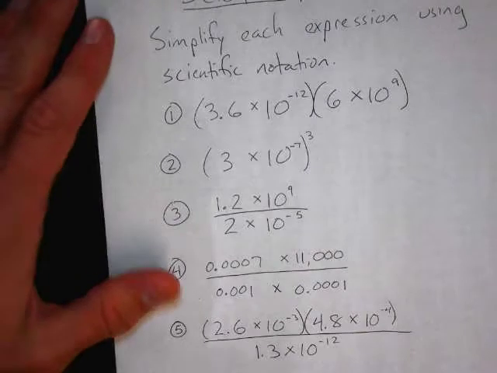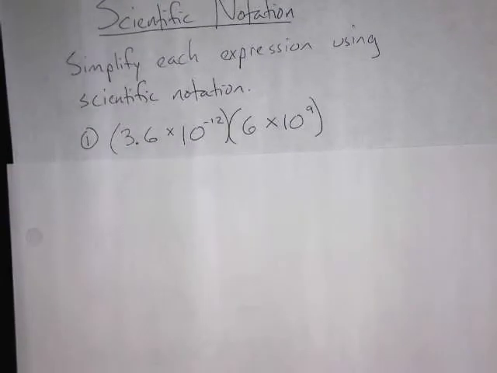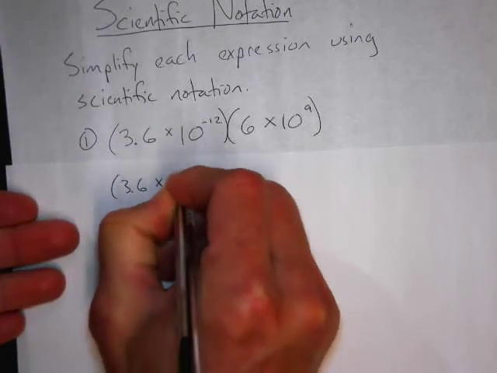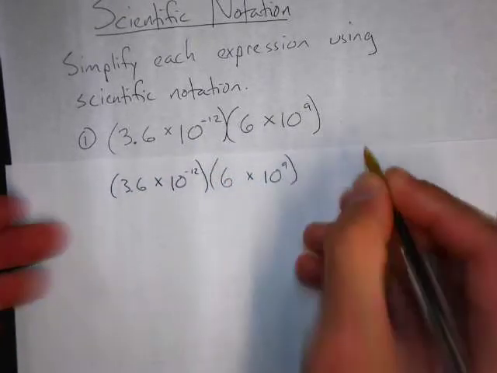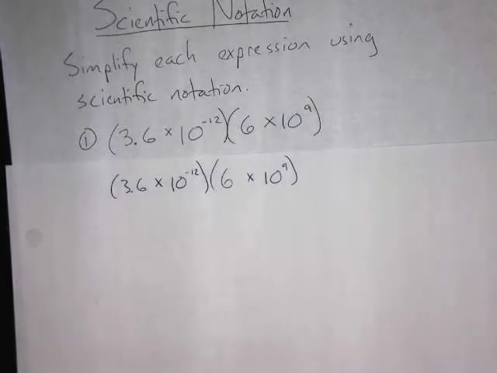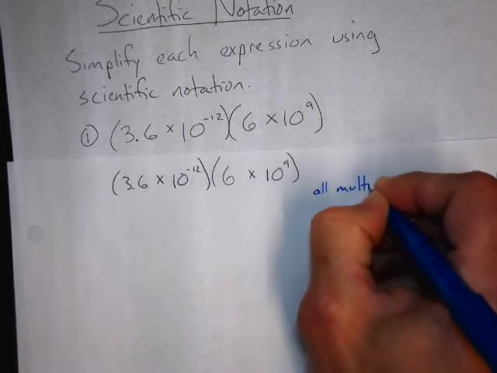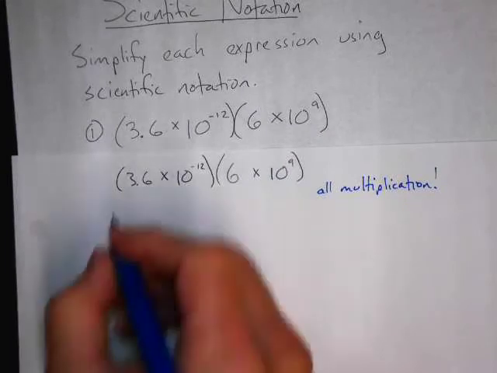Now what we can do is start hammering out these fun problems. Now we're going to start simplifying numbers using scientific notation. So we look at our first expression, and we see what's happening. We've got 3.6 times 10 to the negative 12th power times 6 times 10 to the 9th power. Notice everything is times, times, times. If it's all multiplication, we can start multiplying stuff and rewriting stuff.